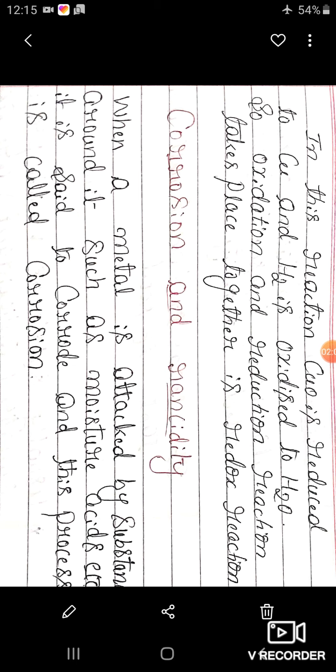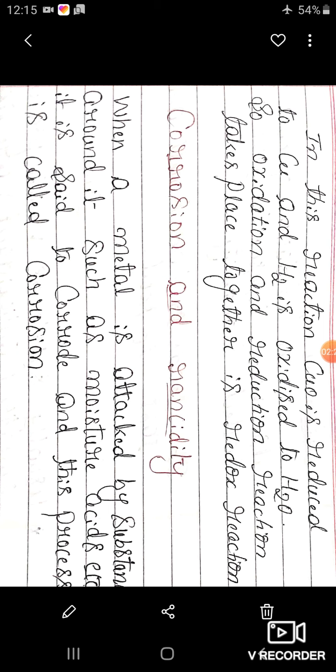Here CuO is reduced to Cu. In CuO, oxygen is removed, but H2 is oxidized as oxygen is added. So oxidation and reduction reactions take place together, and that reaction is called a redox reaction.